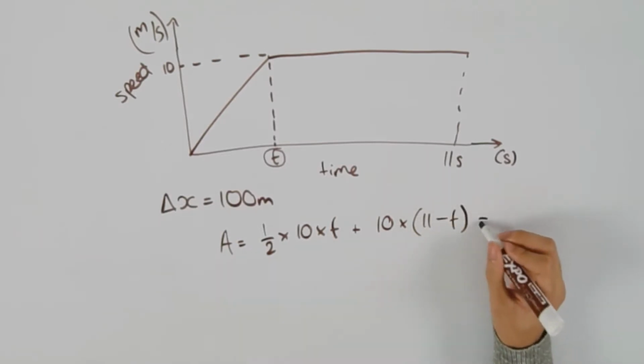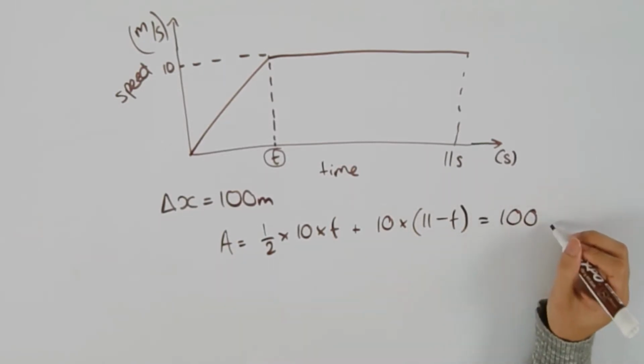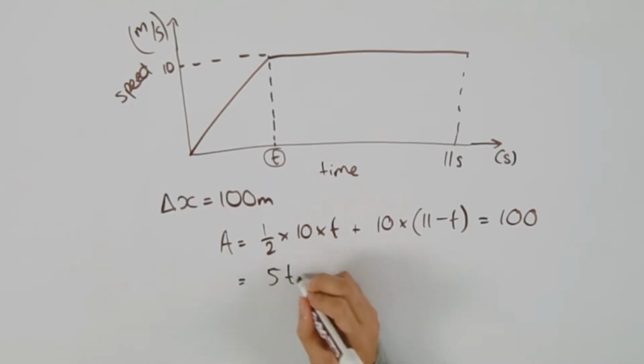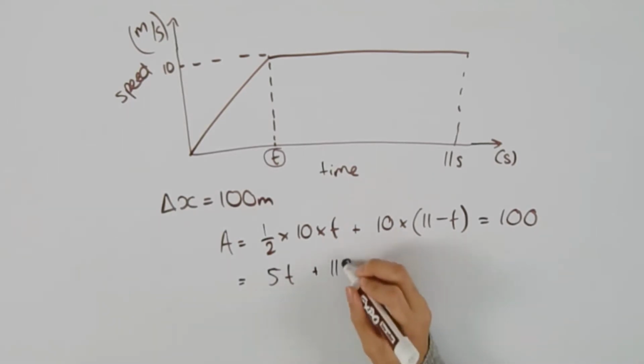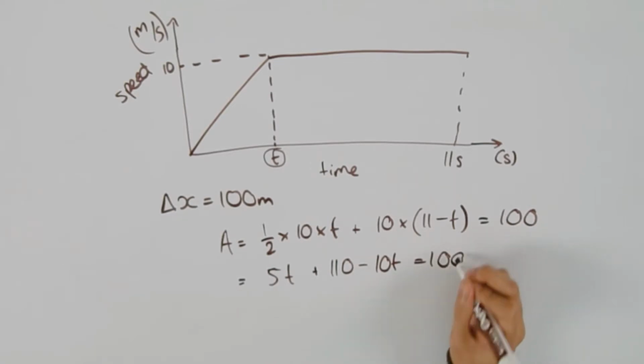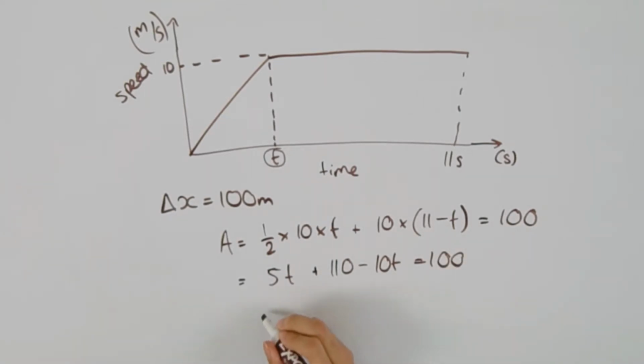Now this value needs to equal 100 because we're doing a 100 meter sprint. We can work this out and we'll get 5t plus 10 times (11 minus t). So that's 110 minus 5t, which is equal to 100. We can solve this and we'll get minus 5t is equal to minus 10, which means t is equal to 2 seconds. So hopefully you were able to do that question.